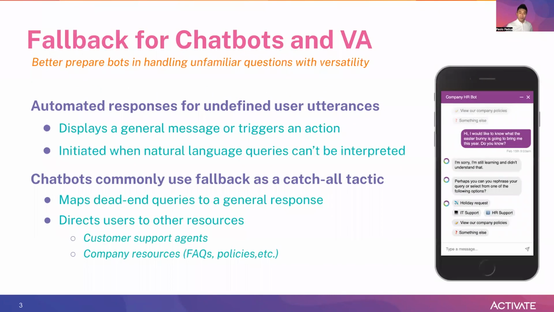First things first, what's a fallback? Fallback for conversational systems is an automated response for undefined user utterances in a conversational workflow. They're initiated whenever a user's natural language query can't be interpreted or mapped to an answer. Typically, fallback responses appear as a general message or a triggered action. Modern chatbots use them today as part of a catch-all tactic to deliver value. Through this approach, a chatbot would map a dead-end query to a general response that would direct users to a customer support agent, FAQ article, or other company resources that can help them find the answers that they need.